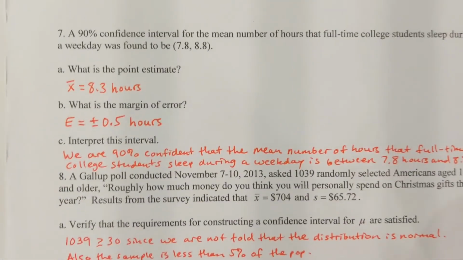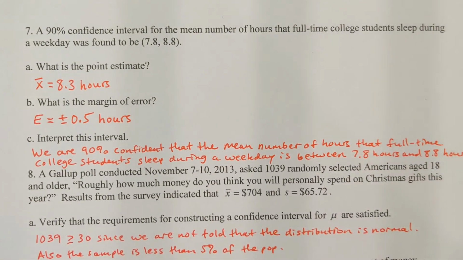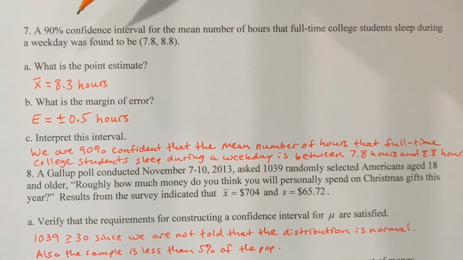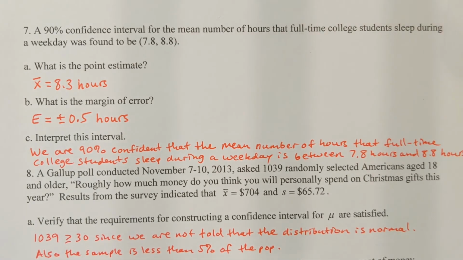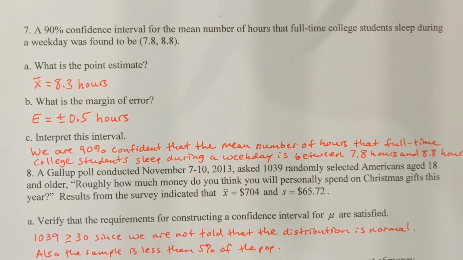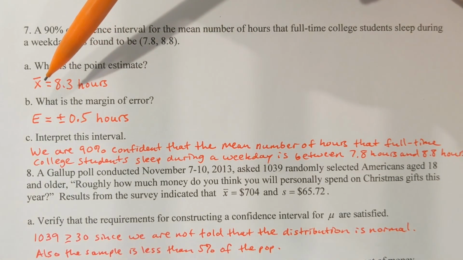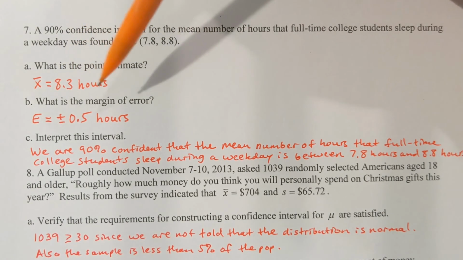Let's do problem 7, and then we'll break here. Problem 7, a 90% confidence interval for the mean number of hours that full-time college students sleep during a weekday was found to be 7.8 to 8.8. What is the point estimate? Well, the point estimate is always the middle value on the interval. You see, you're using the point estimate and then adding the margin of error to build the interval. Okay, so the question here, what number is right in between 7.8 and 8.8? Well, that'd be 8.3. So x bar, the sample mean, that's our point estimate, would be 8.3 hours.